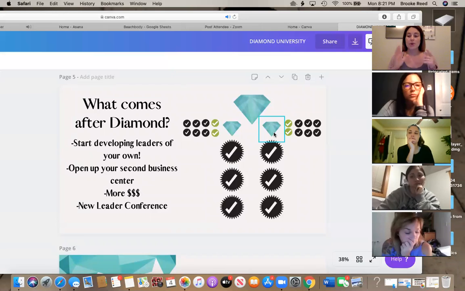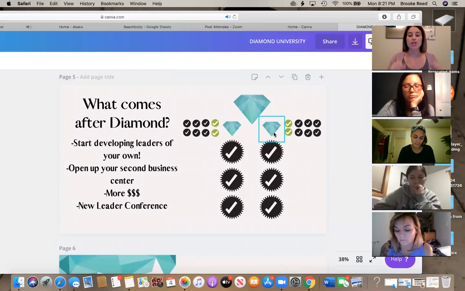That's the rule. So again, you want to be a little strategic of where you're placing your people, as far as you can, because people are going to change their mind, people are going to flake off, that sort of thing. But once you have 1 on either leg, you're considered a 2-star Diamond.